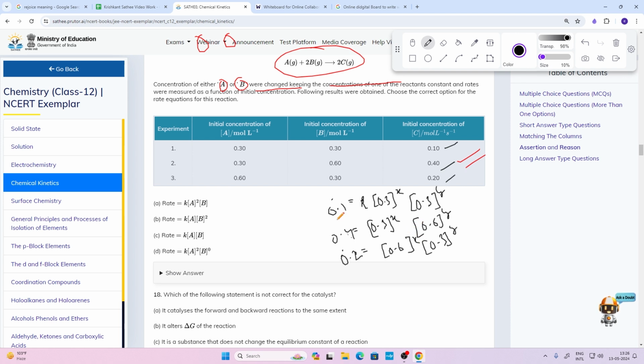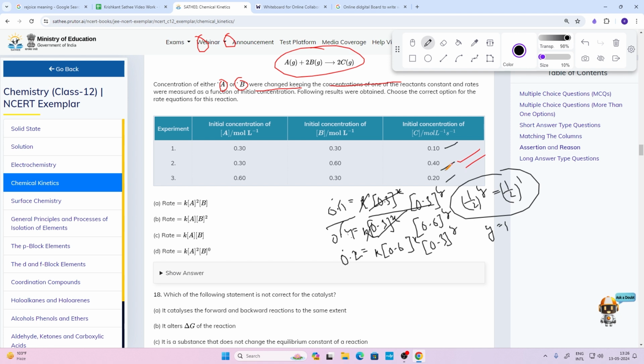Suppose I am taking this one, I am dividing this and this. It contains a K. K and K will be cancelled out. It will be 1 by 4. 0.3x and 0.3x will be cancelled out. This will be 1 by 2 y. So we'll get 1 by 4 equals 1 by 2 y. So of course this power is 1. So with respect to y, b, it is 1. Similarly, you can do it for the next one.